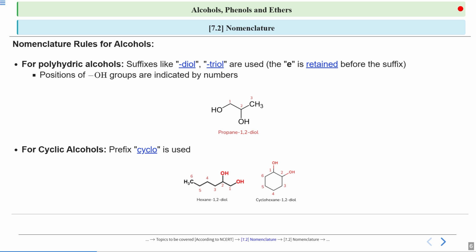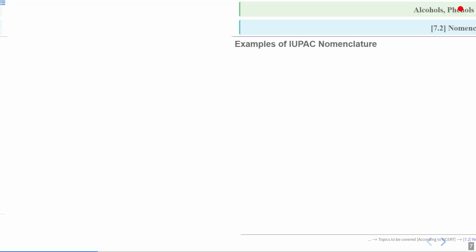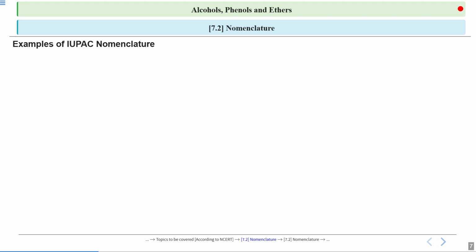Cyclohexane 1,2-diol. In this cyclohexane structure, at the first and the second carbon, we have OH groups attached. So the name will be cyclohexane 1,2-diol. Here also you can observe in these two names that they are polyhydric alcohols, so the E of the parent alkane is retained before the suffix. Let's see some examples of IUPAC nomenclature.